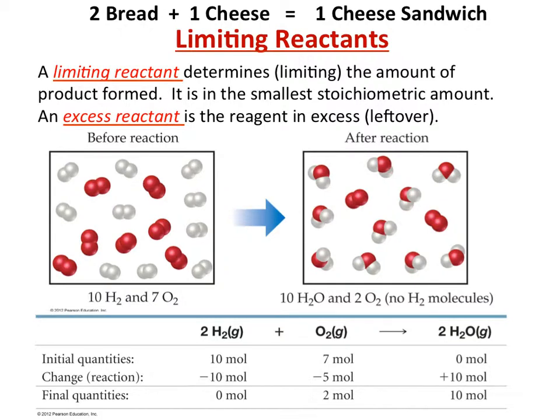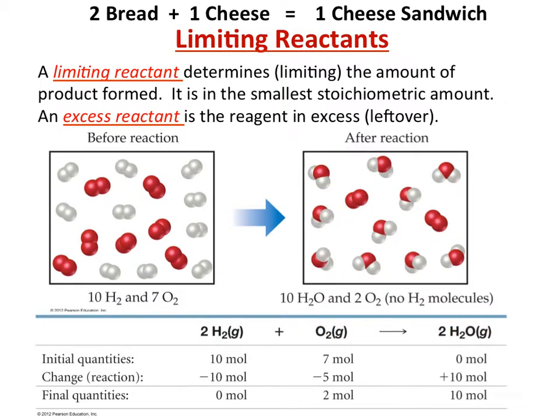And so we could think about a reaction where we have 2 hydrogen gas plus 1 oxygen gas to form 2 water as a gas. So if we started out with 10 hydrogen gas molecules and 7 oxygen gas molecules, and we know it takes 2 molecules of hydrogen gas and 1 molecule of oxygen gas to make 2 molecules of water.